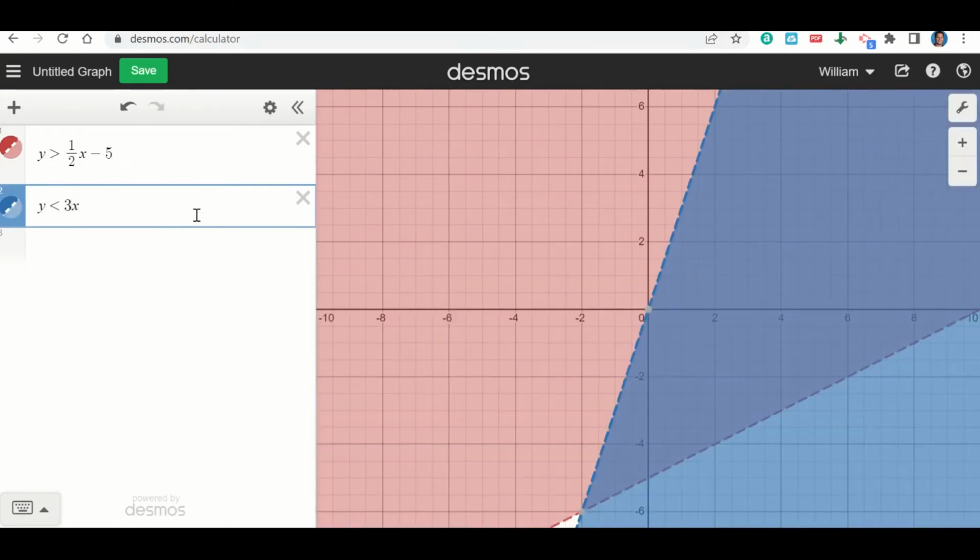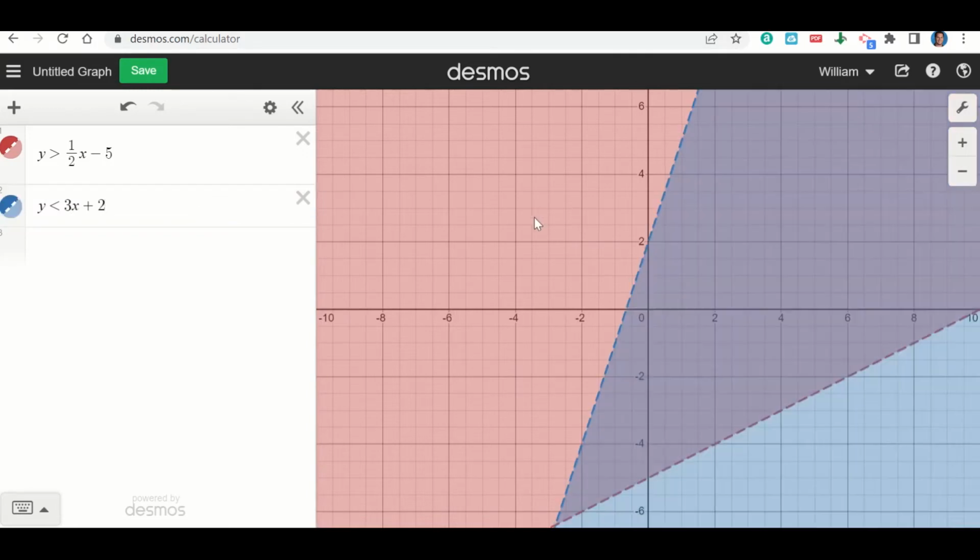3x plus 2. Okay, and now we can see where we have our two lines that are drawn. They're both, in this case, dotted. Okay, but that could change depending on the sign. They're both dotted, and we can see that this area up here is all shaded in red. This area here is all shaded in blue, and this area is shaded in purple. The purple area is the part we care about. This is the overlap of the shading. So all of this area here would represent the solutions to the system of inequalities.